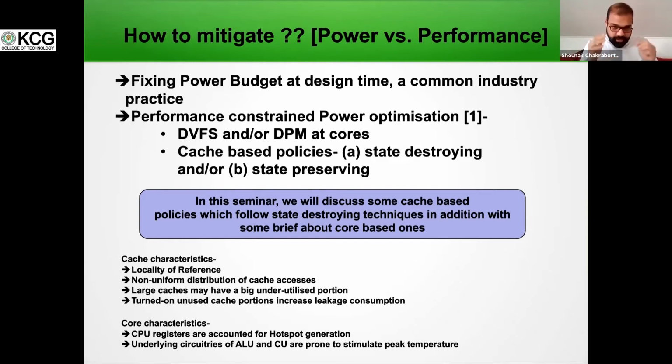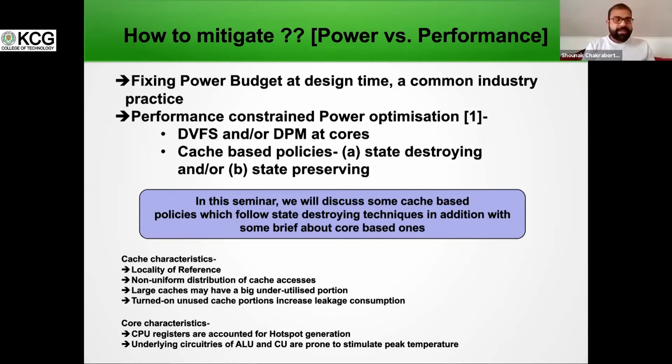From this locality of reference, you can come up with a cache that has a non-uniform distribution of cache accesses. This non-uniform access motivates us that some portions of the cache are practically underutilized. Such underutilized portions you can turn off to reduce the leakage power consumption of the cache.